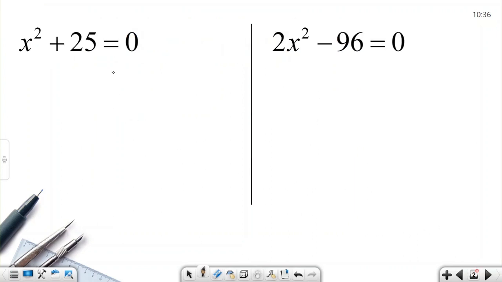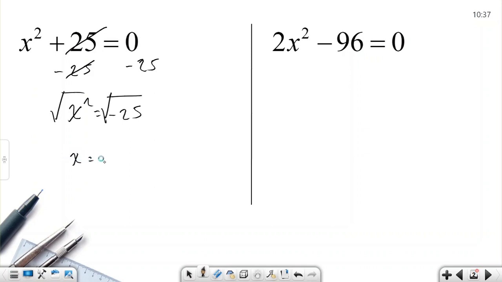Let's continue. x squared plus 25 equals 0. As you see, we don't have any perfect square here, so minus 25 on both sides. Plus 25, minus 25, 0 on the left side, and x squared is equal to negative 25. Use the square root. So x is equal to plus or minus, positive or negative, square root of negative 25. But here, as you see, there's a negative inside the square root. So it's not a real number, no real number solution. Why? Inside the square root, we cannot have a negative value.